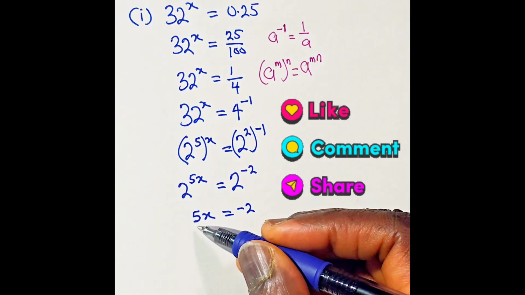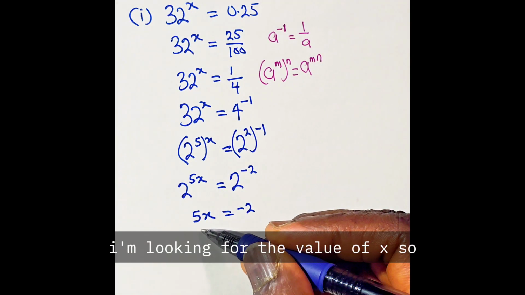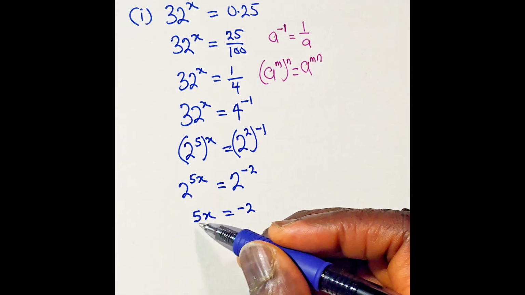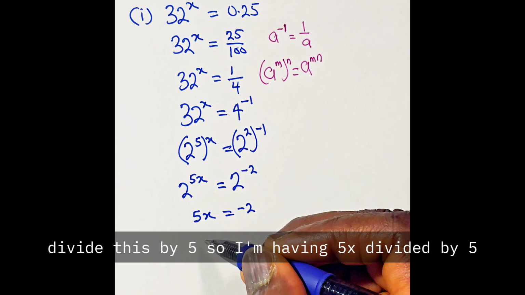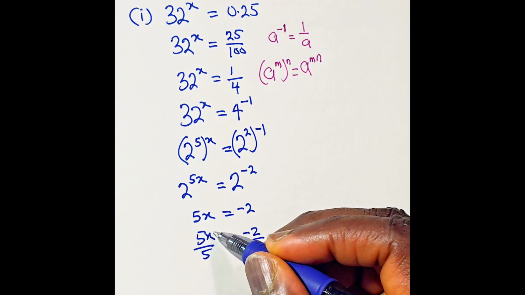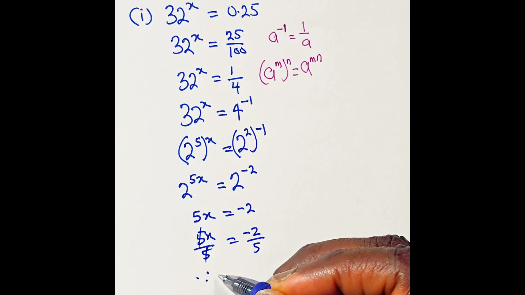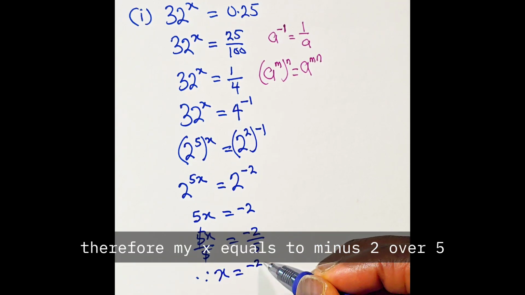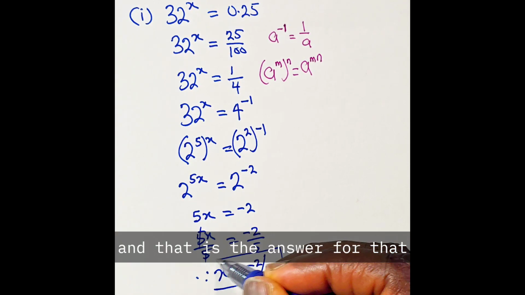So therefore, I'm looking for the value of x, and I'm having 5x. If I divide both sides by 5, I'm having 5x divided by 5 equals minus 2 over 5. 5 cancels 5. Therefore, my x equals minus 2 over 5. And that is the answer for that.